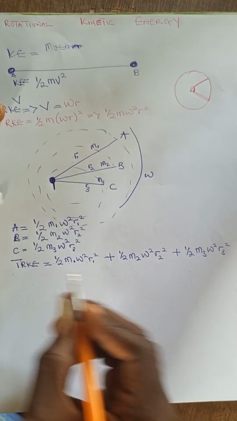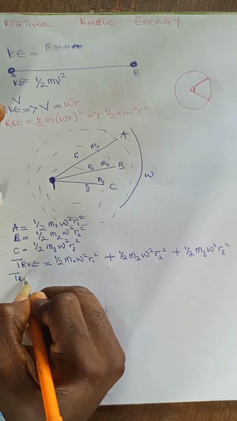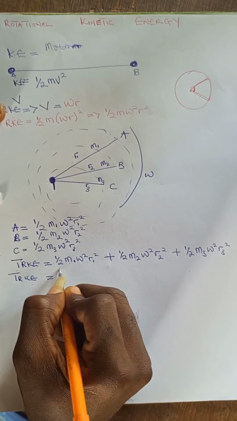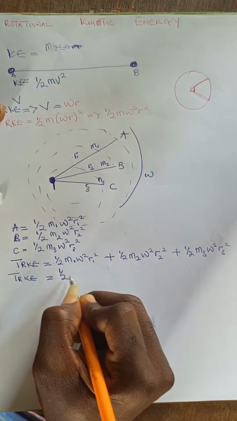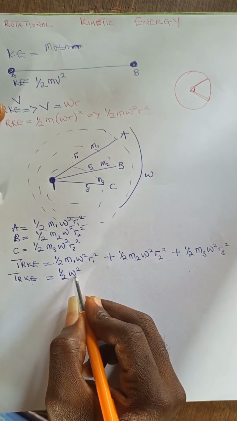So we can put those two things together, do what mathematics calls factorize. So the total rotational kinetic energy will become, you pick half from all of them, you pick omega square from all of them. All of them have half, all of them have omega square.